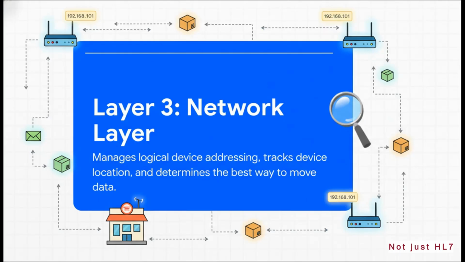So layer 3, the network layer, is basically the post office of the internet. It takes those segments from the transport layer and wraps them in another header, turning them into what we call packets. This new header contains the logical source and destination addresses, your familiar IP addresses. And the devices that operate at this layer are called routers. They're like the mail sorters of the internet, looking at that destination IP address and figuring out the best possible path for that packet to take to get where it's going.